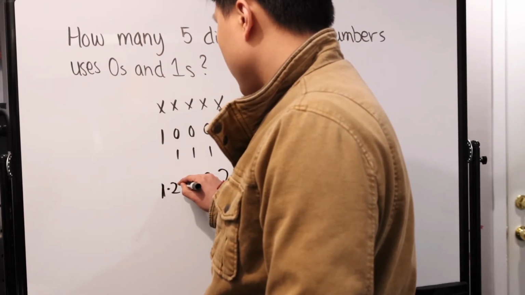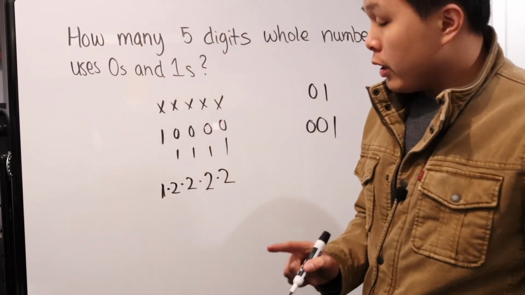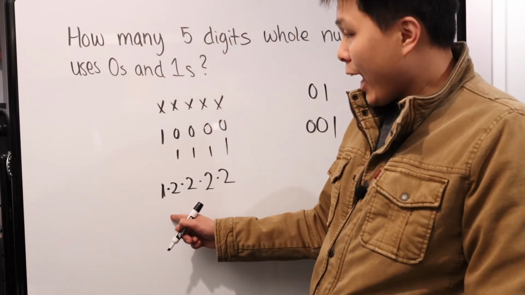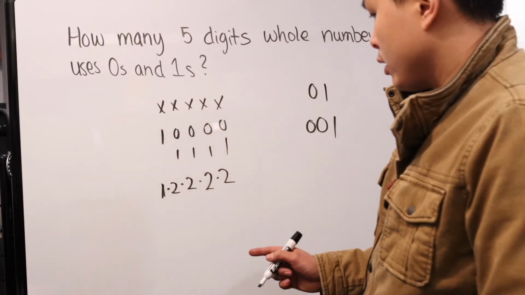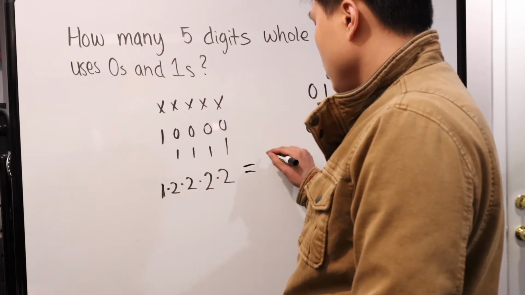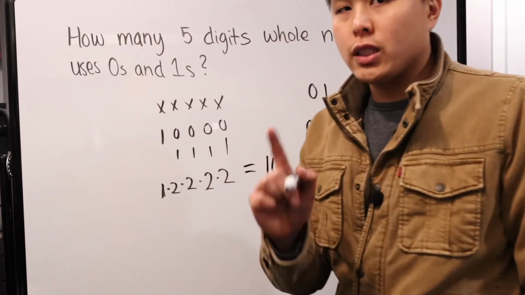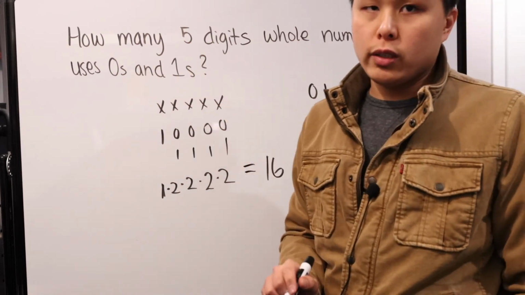So I'm just going to put that to clarify that's not a 5-digit number. We're just multiplying. In this case, 1, it has to be 1. Then afterwards, you have the possibility of it being 0 or 1. So you have 1 times 2 times 2 times 2 times 2, which is what? 16? And just like that, there's 16 possibilities of 5-digit whole numbers that use only zeros and 1.